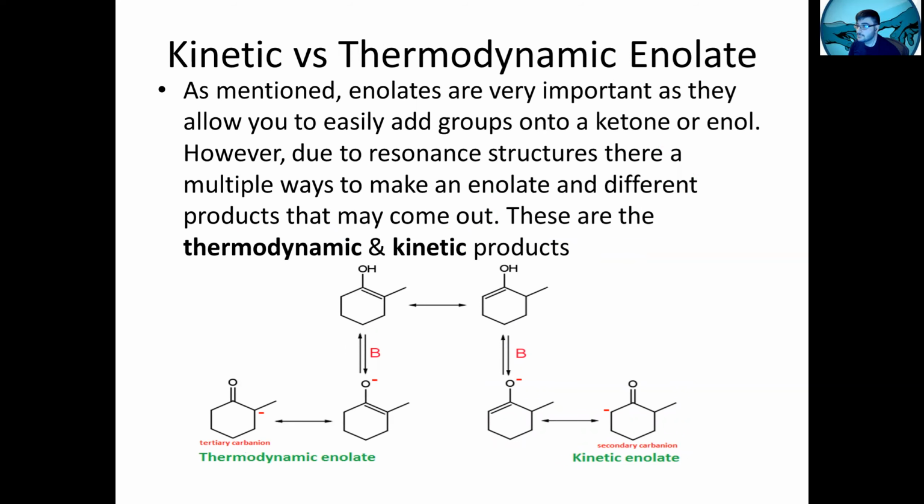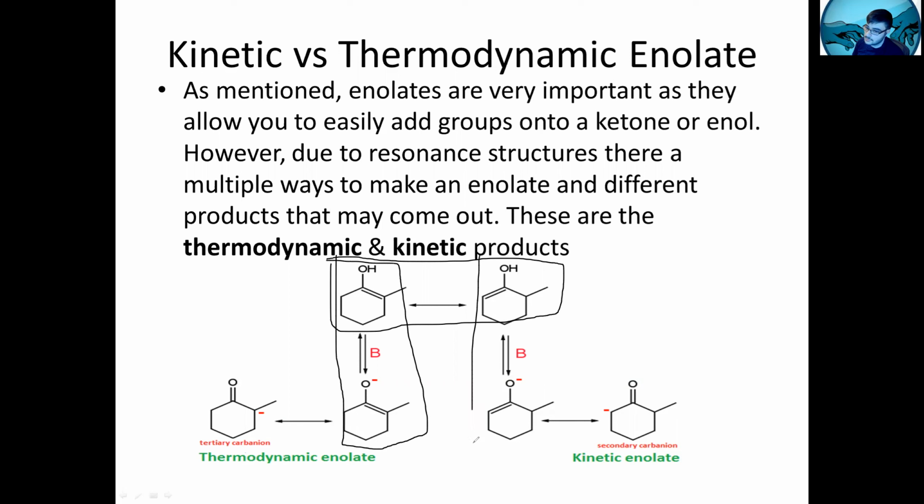Next, let's talk about kinetic versus thermodynamic enolates. As mentioned, enolates are very important as they allow you to easily add groups onto a ketone or an enol. Due to resonance structures, there are multiple ways to make an enolate and actually different products that may come out. These two products are called the thermodynamic and the kinetic product. Again, if you look at it, these two are resonance forms, and they're both enols, right? They're both enols, and they can both be turned into ketones if you wanted to, but shown here is the enol form. And just like you would expect, you can turn these enols into enolates.